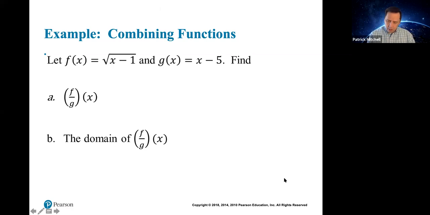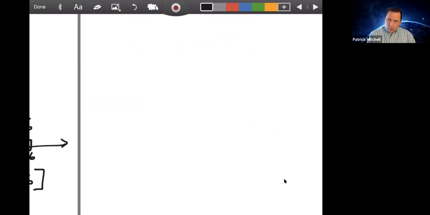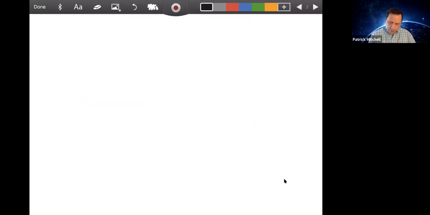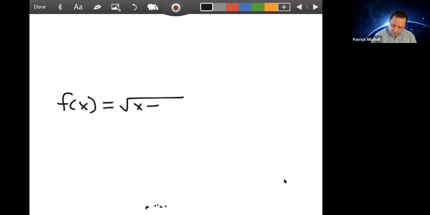All right. So f of x was the square root of x minus 1. G of x was x minus 5. Okay. So 3 things have to happen for a number to make it into the domain of f over g of x.